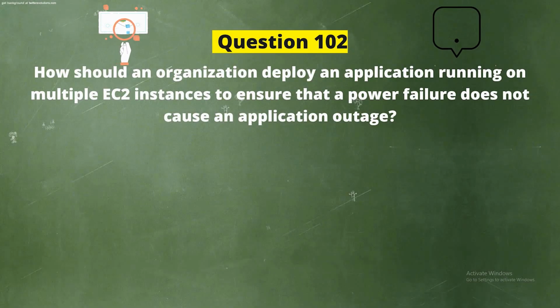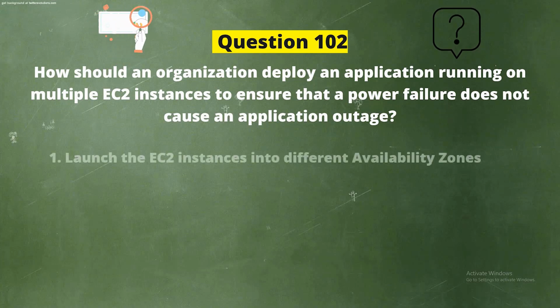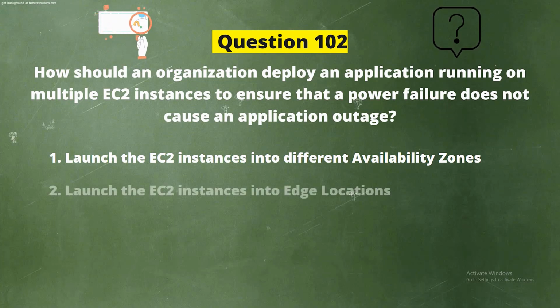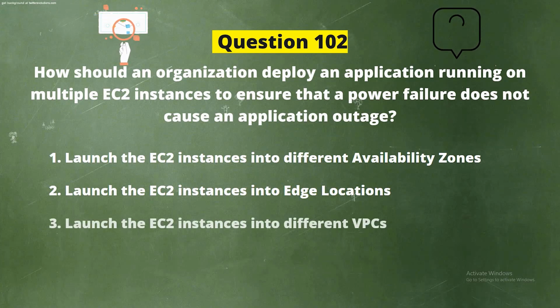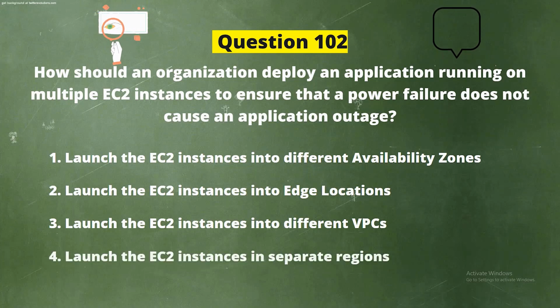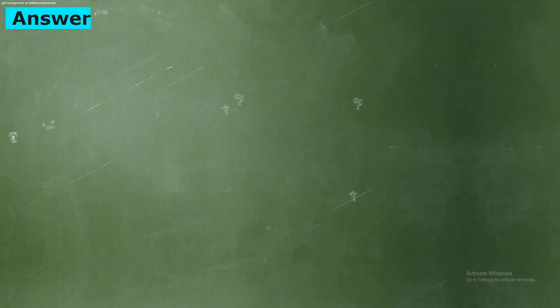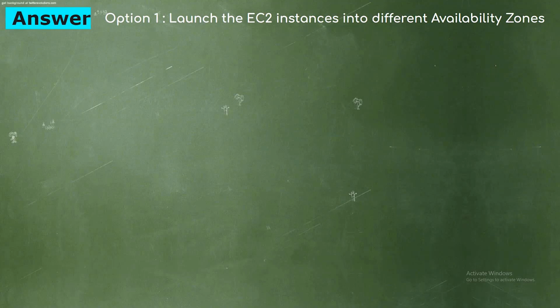Next question. How should an organization deploy an application running on multiple EC2 instances to ensure that a power failure does not cause an application outage? And the options are: Option 1. Launch the EC2 instances into different availability zones. Option 2. Launch the EC2 instances into edge locations. Option 3. Launch the EC2 instances into different VPCs. Option 4. Launch the EC2 instances in separate regions. And the correct answer is Option 1. Launch the EC2 instances into different availability zones.